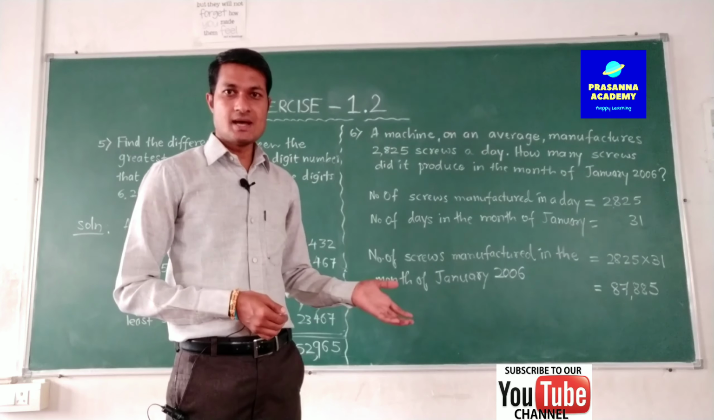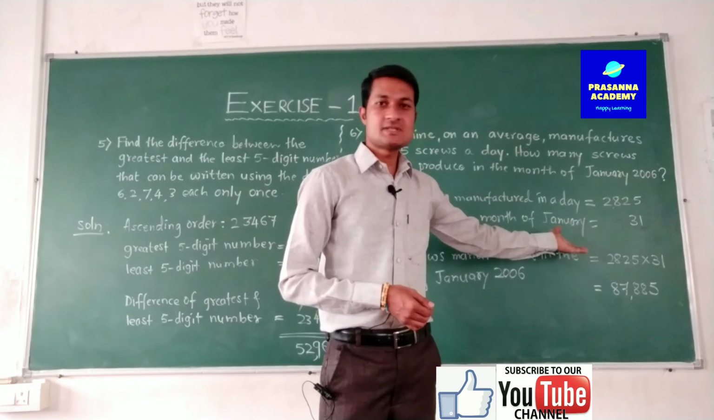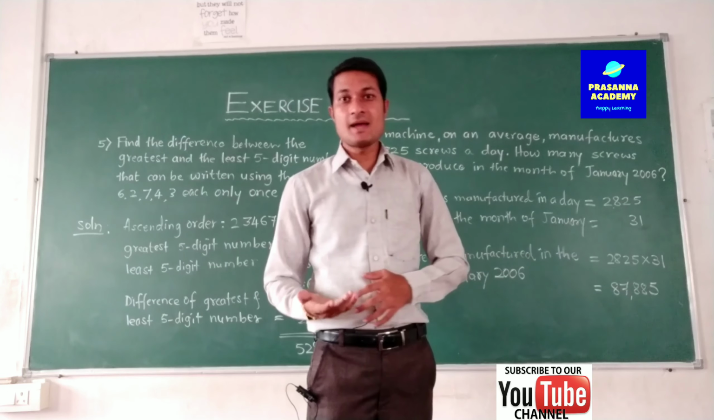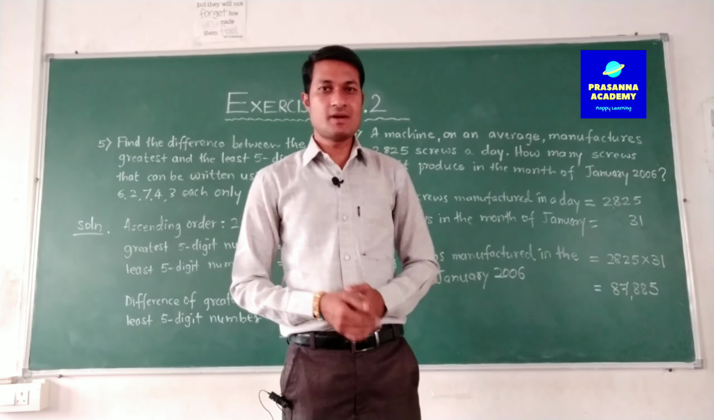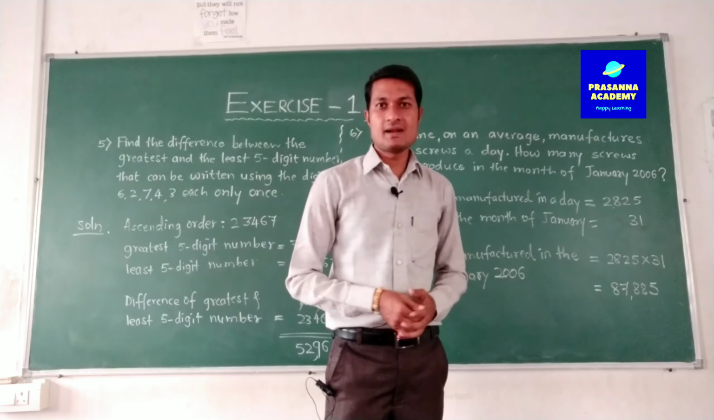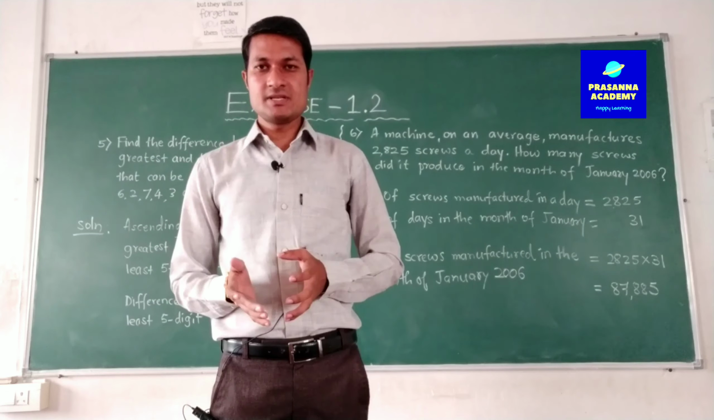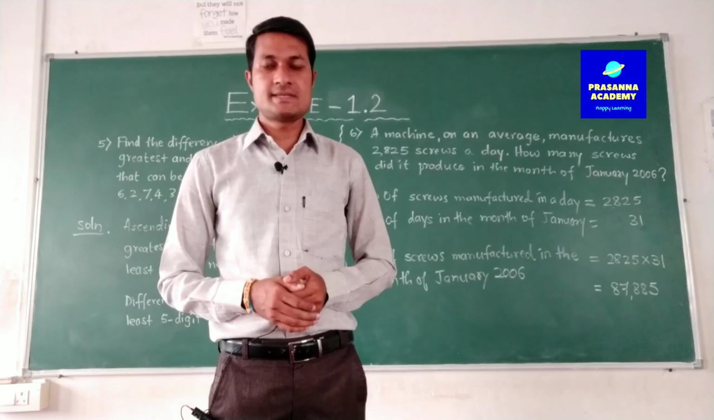So to get the answer for this line, we need to multiply the number of screws produced in one day, that is 2,825, by the number of days present in the month of January, that is 31. So once we multiply, we will get the product as 87,825. So this shows the number of screws which are produced in the month of January in the year 2006.